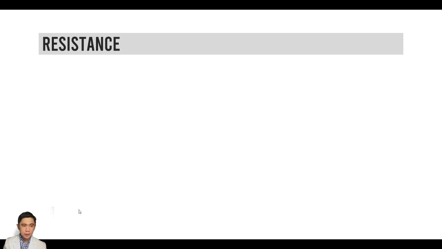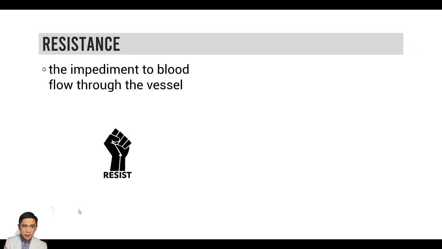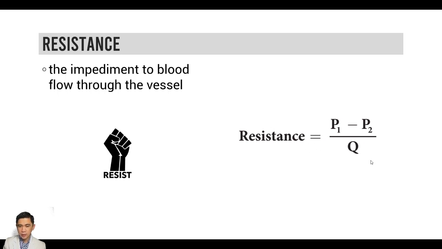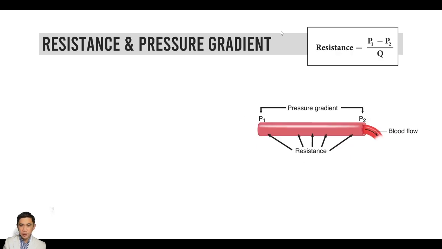Next, we'll talk about resistance. So resistance is the impediment to blood flow through the vessel. So if we shift Q and R, like here and here, we'll see that resistance will be equal to the change of pressure over the flow. Again, we just transferred the Q and the R, and we have again this image.